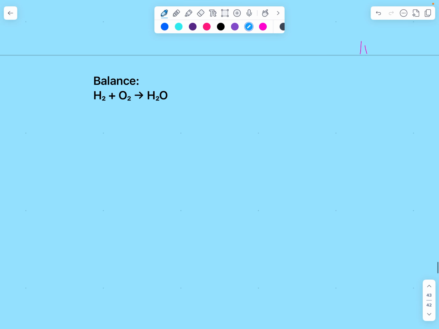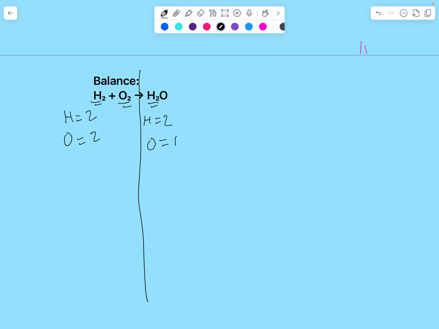You got H2 plus O2 is going to form water. So let's examine this. Let's draw a line through the arrow. On the left side, we have how many? We have H equals 2, O equals 2. Now, on the right, we have H equals 2, O equals 1. Oxygen is not balanced. So there's already an invisible 1 right here.